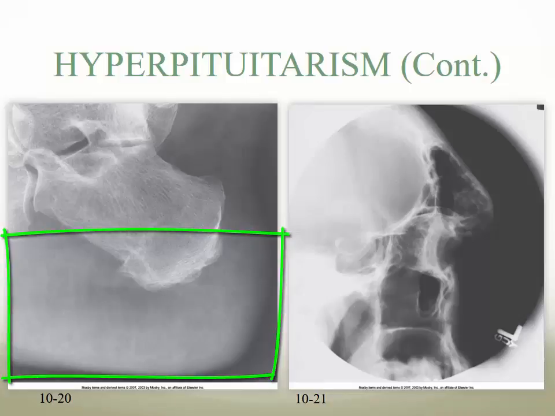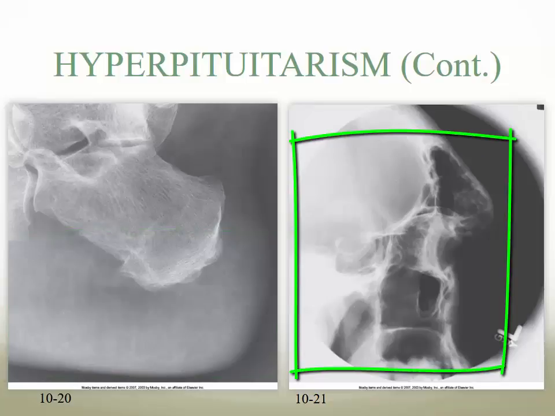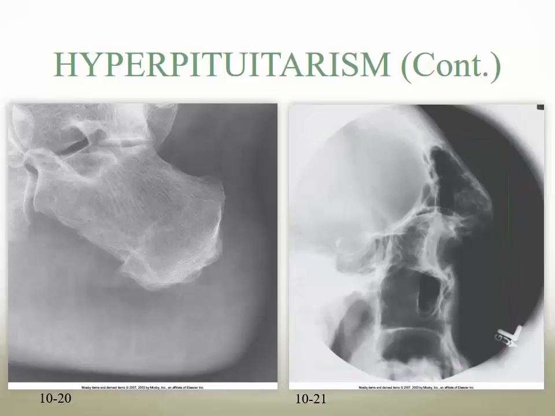The bones of the skull become thickened and have increased density. The bone thickening is especially prominent in the frontal and occipital regions, leading to the characteristic frontal bossing and enlargement of the occipital protuberance. The paranasal sinuses, especially the frontal, also become enlarged.